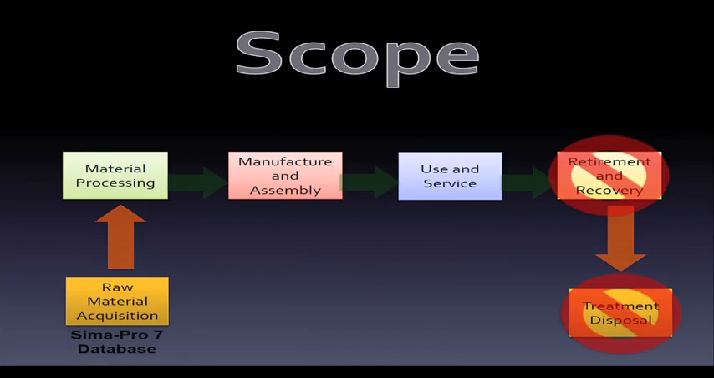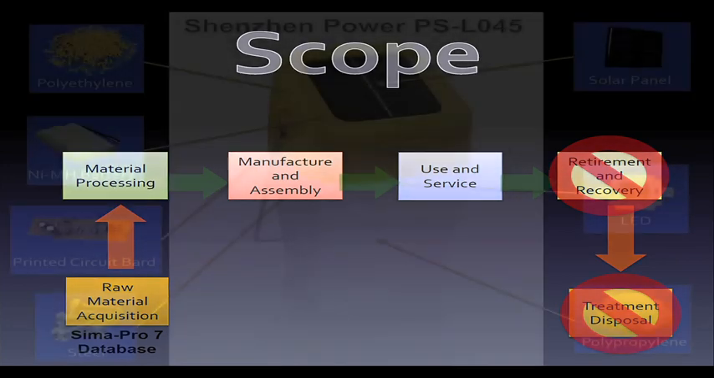Then you have the scope. You start with raw material acquisition, then material processing, manufacture, assembly, use and service, retirement and recovery, and treatment and disposal. We didn't go to that part. So we did a cradle to gate study.